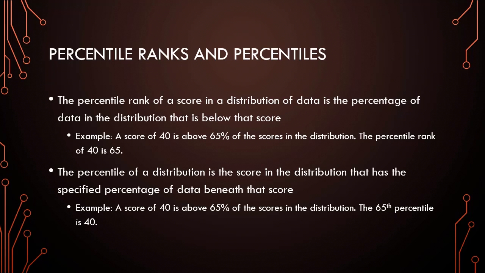The percentile of the distribution is the score in the distribution that has the specified percentage of data beneath that score. For example, a score of 40 is above 65% of the scores in the distribution. That means that the 65th percentile is 40. Let's see how we can use R to calculate percentile ranks and percentiles on a normal distribution.